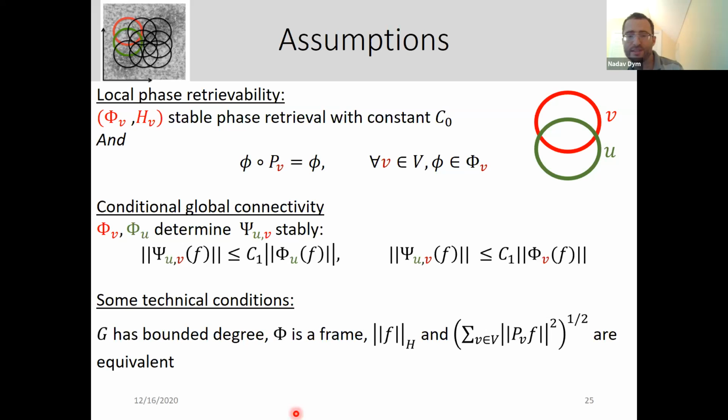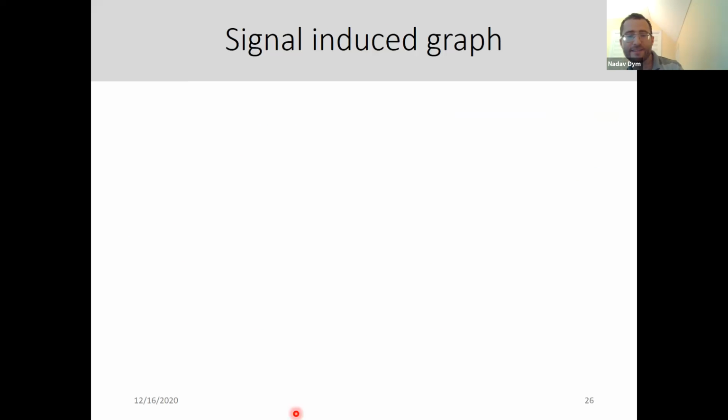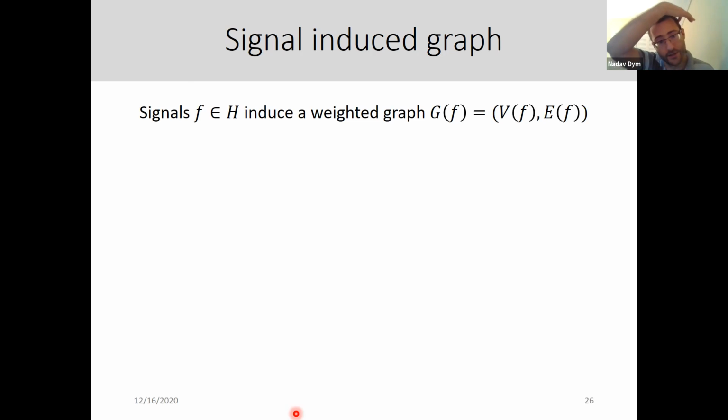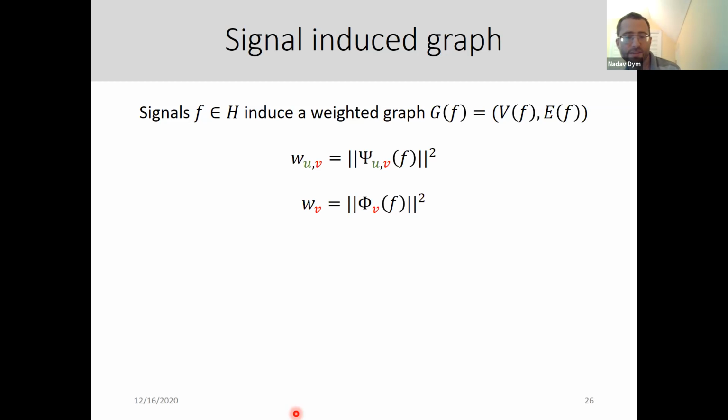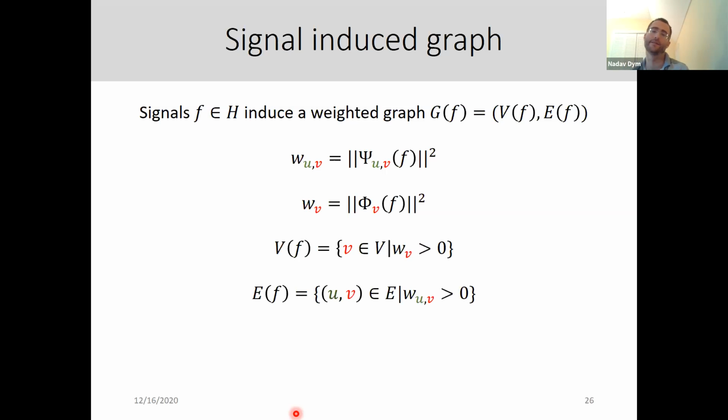Okay, so those are our assumptions. Now, again, given the assumptions, we have a graph induced from a signal. If I have a signal F in our Hilbert space, and we have the structure of an LSTC measurement scheme, then I have a weighted graph, which I define by taking W of UV to be this, and the weight on vertices to be this. Specifically, the vertices and the edges in this graph are defined as the vertices and edges in the original graph which have a positive weight. Okay, so that's the structure.